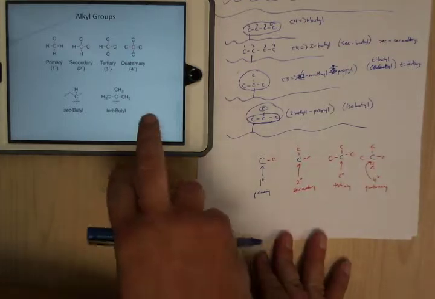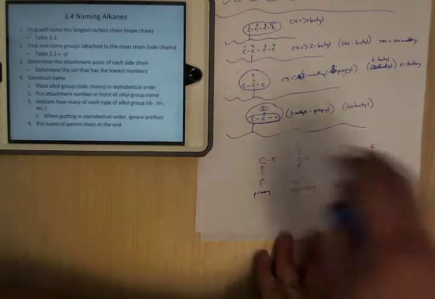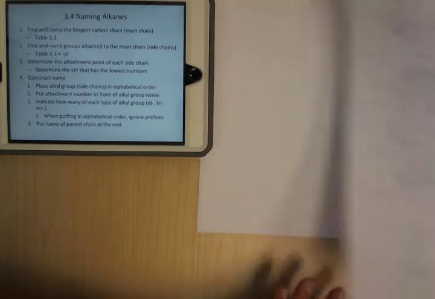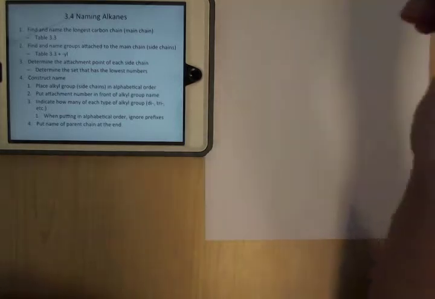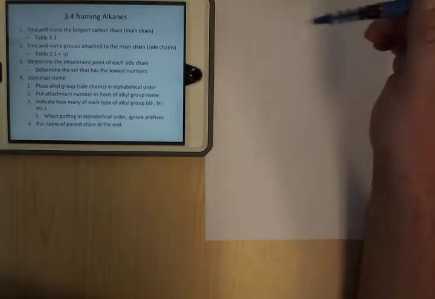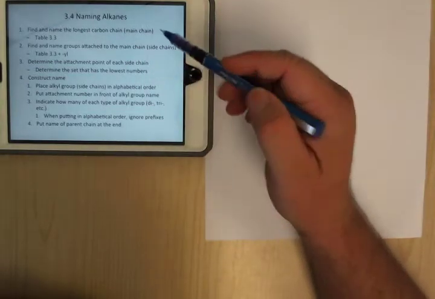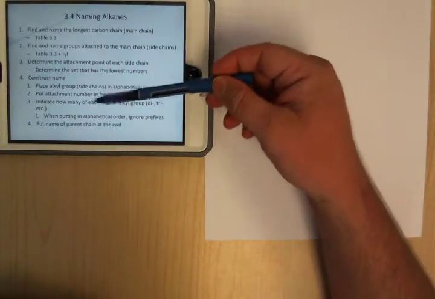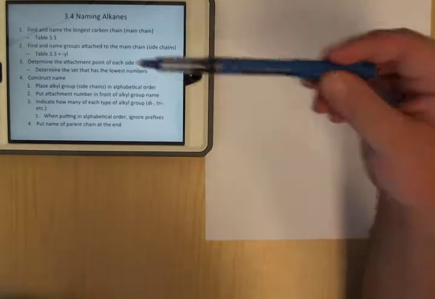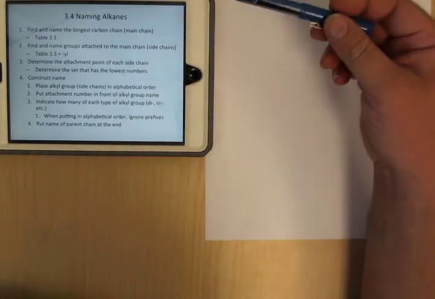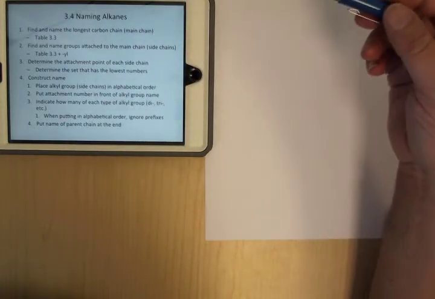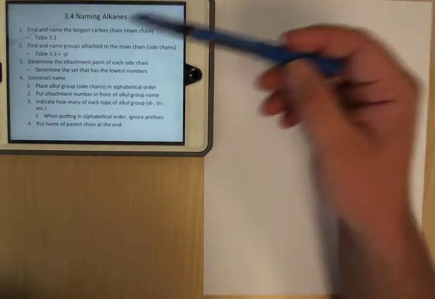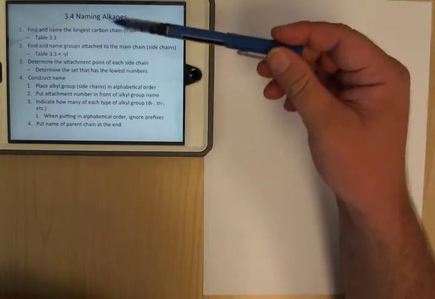Okay, now next up, these are the 4 rules. We're going to be talking about these rules a lot. For naming alkanes, we're going to be using these 4 steps a lot, and we want you to know the 4 steps, and then know the different quirks of the different types of compounds we're going to be working with. But primarily, we're going to be using these 4 steps.